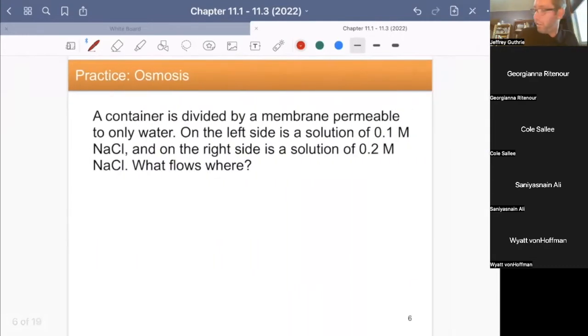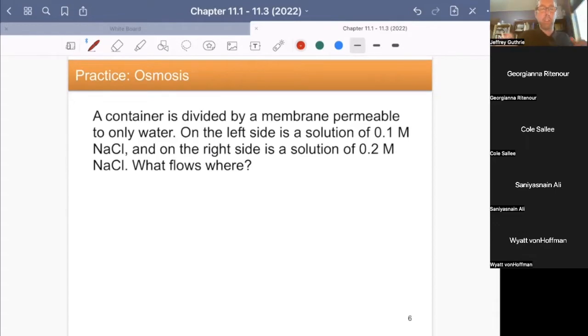All right, so this next couple questions, I think I have 2 slides with questions. Yep. All right, so this one shouldn't be that difficult. So, a container divided by a membrane, permeable only to water. On the left side is a solution of 0.1 molar sodium chloride, and the right side is a solution of 0.2 molar sodium chloride. What flows where?